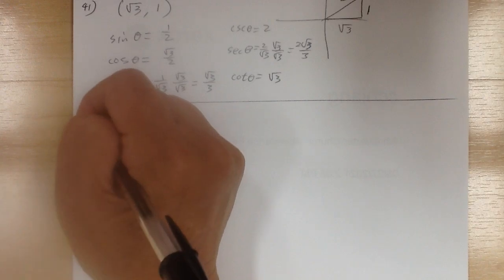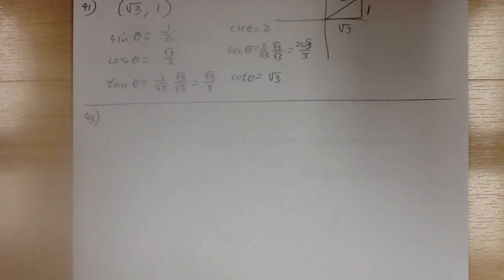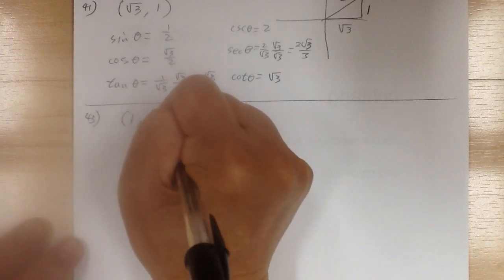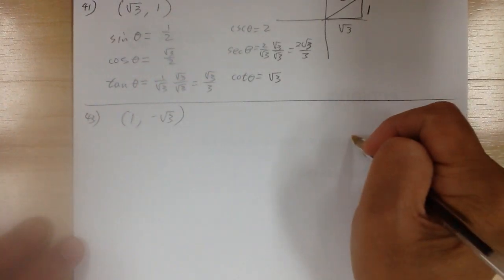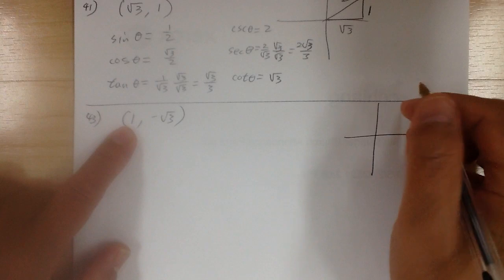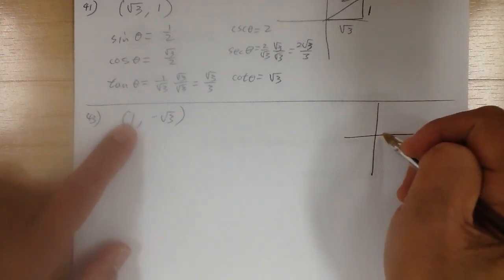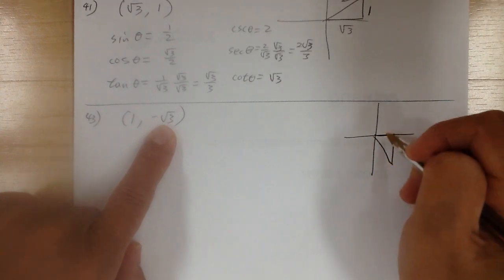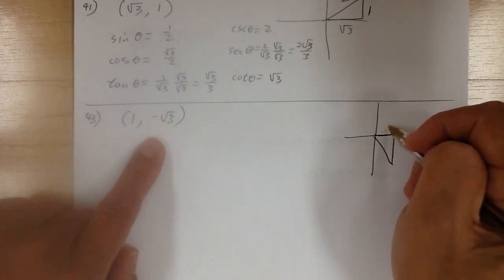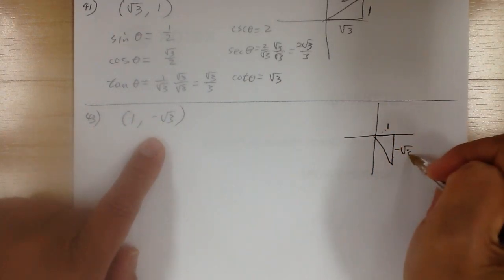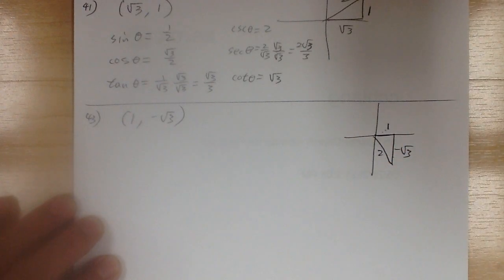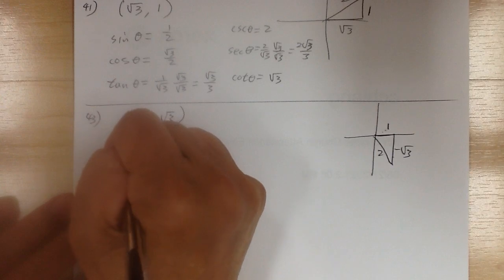Okay, number 43. You have 1 comma negative square root of 3. Okay, so you can get your triangle. So horizontal. So this is short and this is long, right? So make this short and make this longer than that. So this is 1, negative square root of 3, and again this is the hypotenuse 2. So you can use your 30-60 special triangle.